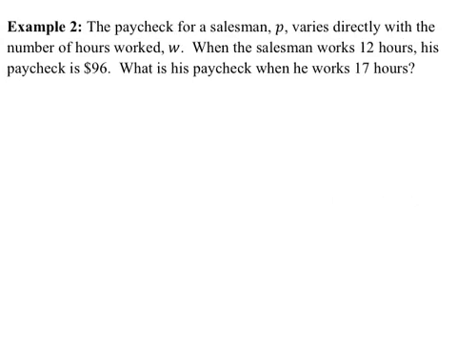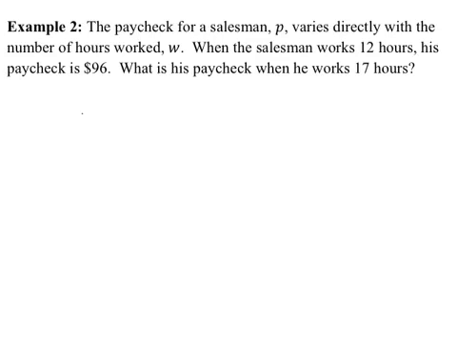Now, for the next example, it says, the paycheck for a salesman, P, varies directly with the number of hours worked, W. When the salesman works 12 hours, his paycheck is $96. What is his paycheck when he works 17 hours? You can use common sense and just find an hourly rate and then multiply it by 17. That works, but this is direct variation. So let's take a look.